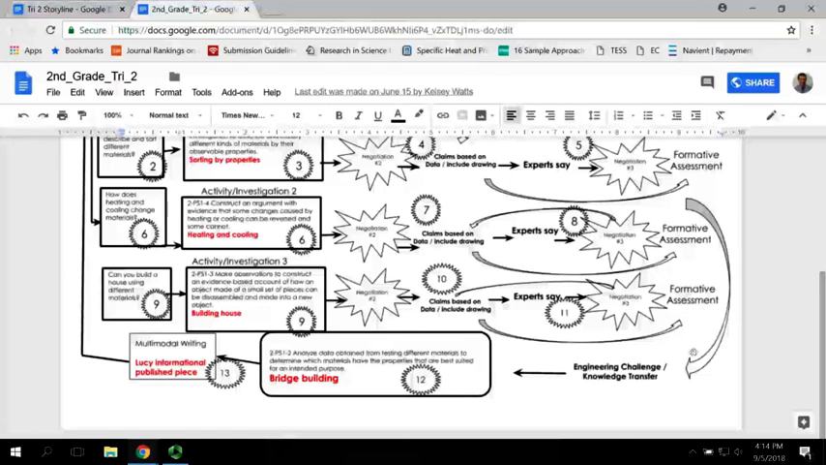Then the engineering challenge, you're going to have the students build a model bridge, and it's going to have some certain properties that would make it sturdy, and you're going to do a stress test to see if it can stay up after you add some weight to it. And then you'll have your Lucy writing that'll go along with that. So that is trimester 2.